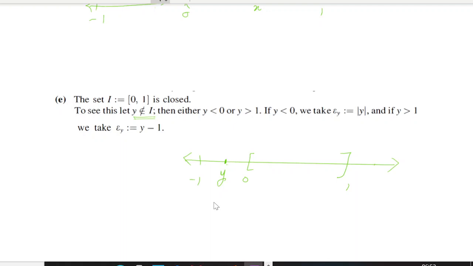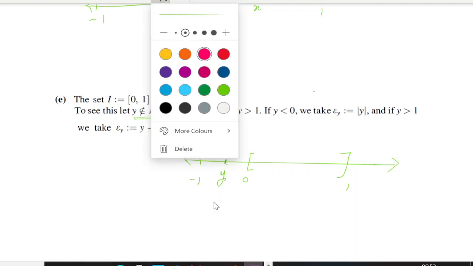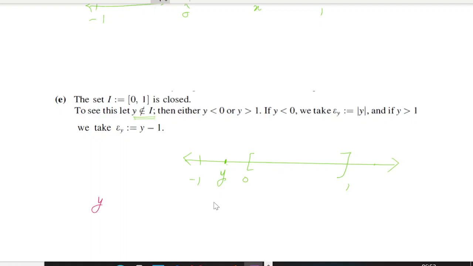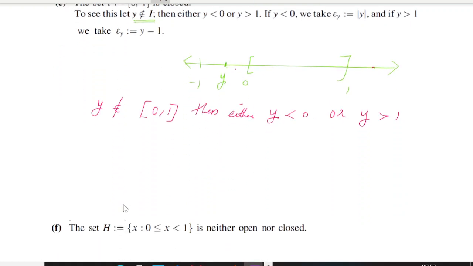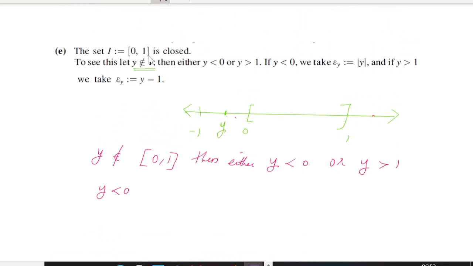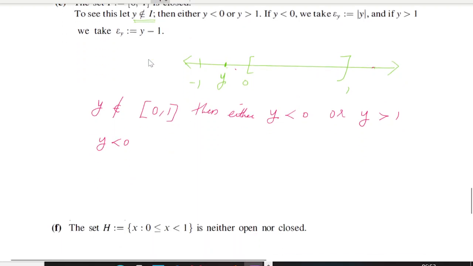Suppose in the first case I am taking y lying outside. That is, you take y that does not belong to the closed interval [0, 1]. Then either my y should be less than 0, or my y should be greater than 1. Either this side or this side it will lie. Now suppose I am taking y less than 0. What we want to prove is that it is closed. So y less than 0 means I can have y on this side.